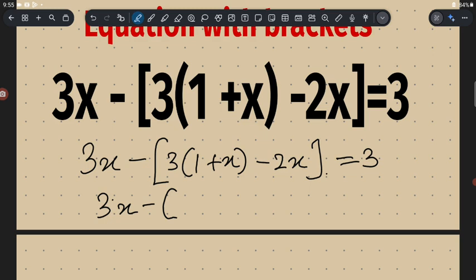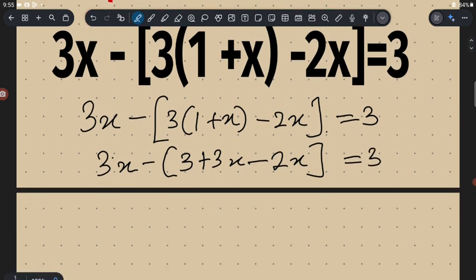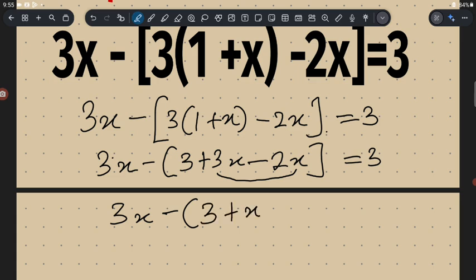So the 1 plus x is a bracket inside, which we must expand first, which we have 3 plus 3x minus 2x, it gives us 3. So we still have to continue to rearrange the inner bracket. Now let's consider these two, which is 3x minus 2x will give us x. We have 3 plus x is equal to 3.